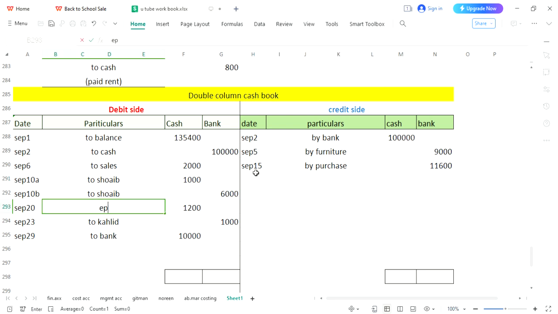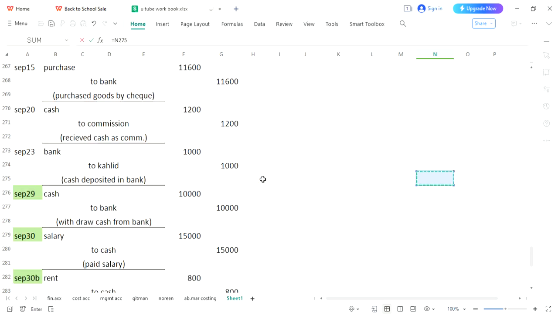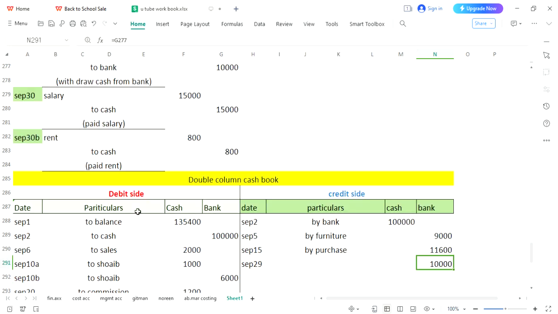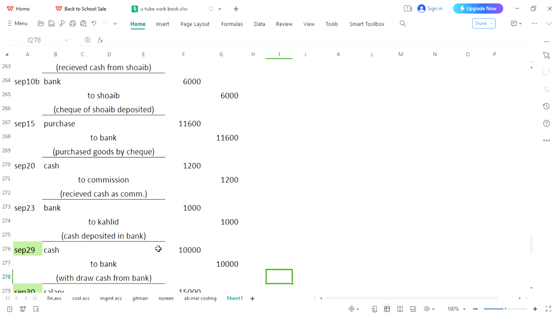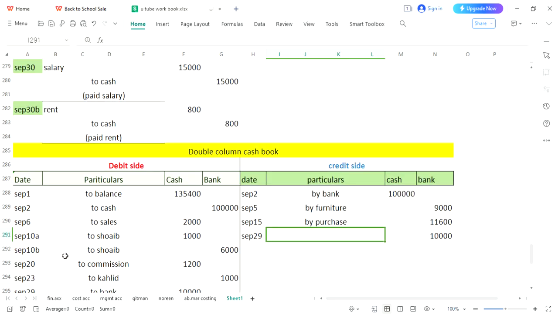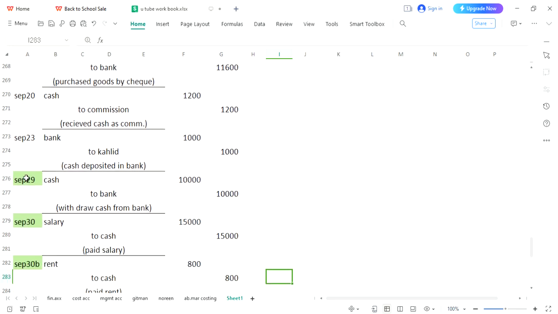September 29. First step is to post the date where bank is written on credit side. How much? 10,000. Please note it down. Bank was written on credit side. We have posted amount on credit side. For reference, let's get back. And you can see bank was credited. And what is written on the opposite side? Cash. So you will give reference cash over here.